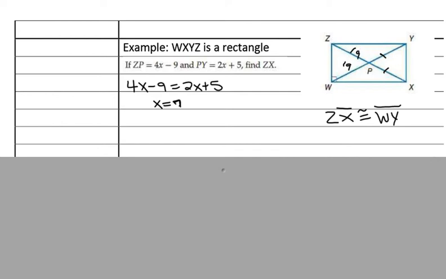And if each of these segments is congruent to each other, then PX will also be 19. So the total length of ZX from here to here is going to be 19 times 2, or double 19, which is going to be 38. Okay, but you have to know that the diagonals are congruent in a rectangle. So all of these halves are the same.